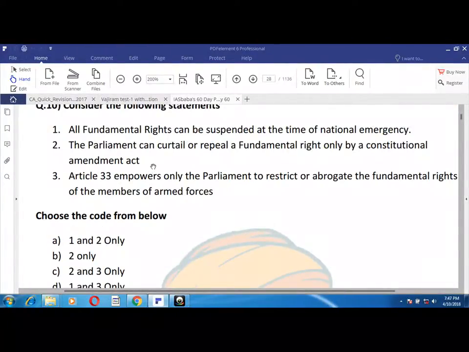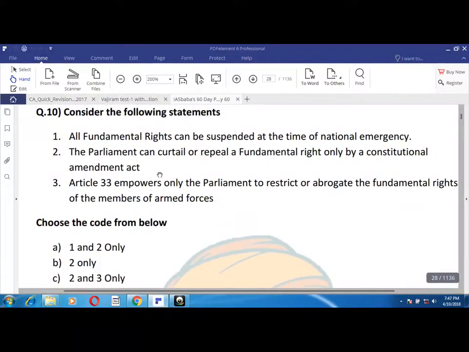The Parliament can curtail or repeal the fundamental rights, but only by a Constitutional Amendment Act. Article 33 empowers only the Parliament to restrict or abrogate the fundamental rights of the members of the armed forces.